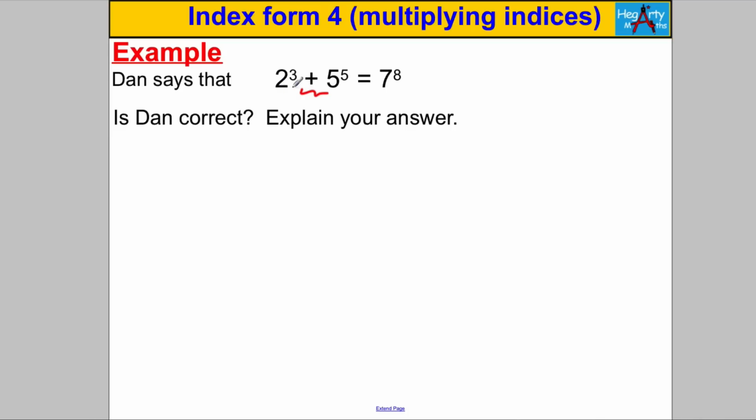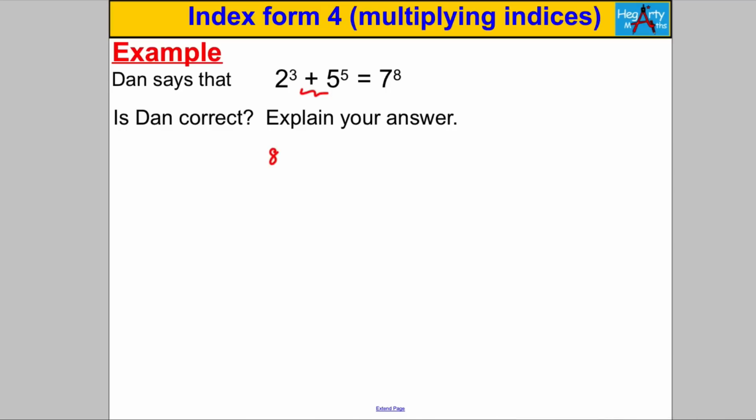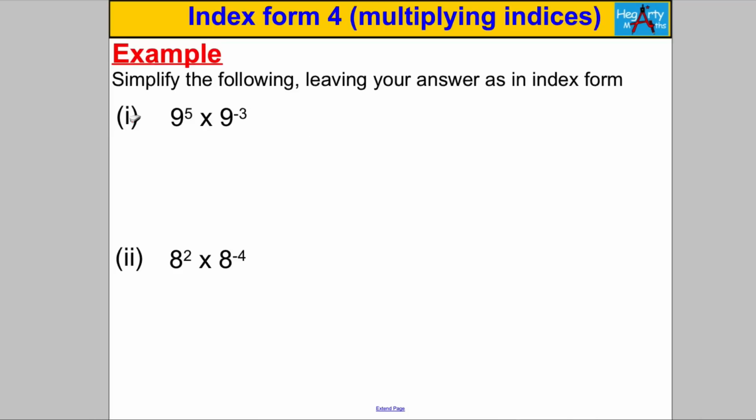To prove it to you, 2 cubed is 8, 5 to the power of 5. If I add these together, I certainly don't get 7 to the 8. 2 cubed add 5 to the power of 5 is 3,133, and 7 to the power of 8 is certainly not that, I promise you. So he's definitely wrong, okay? And the last question. Pause the video and see if you can do these. Simplify the following giving your answer in index form.